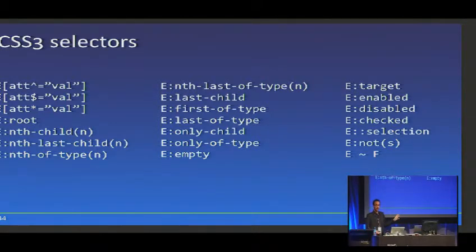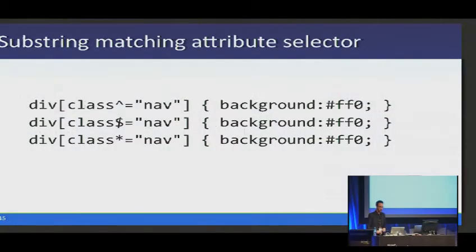That's all of them. Some of them are pretty full on. Most of them I'm going to skip over, but I'm going to show you the ones that are particularly useful. This first one is a substring matching attribute selector. So we've used the attribute selectors before. It's part of CSS 2.1. Now we can do some more detailed things. The first example there will find anything that starts with a class of nav. The next one with the $ sign will find anything that ends with nav. And the third one will find anything that contains the word nav.